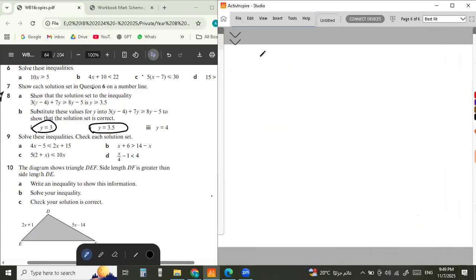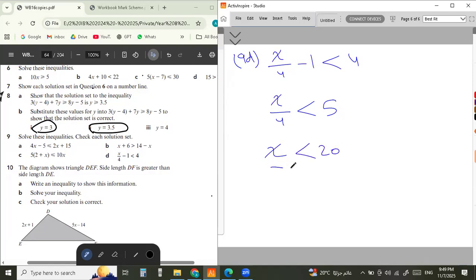Here, next question is 9d. x over 4 minus 1 is less than 4. Send the negative 1 there, positive 1. x over 4 is less than 5. It's divided by 4, it goes there, multiplied by 4, so x is less than 20.